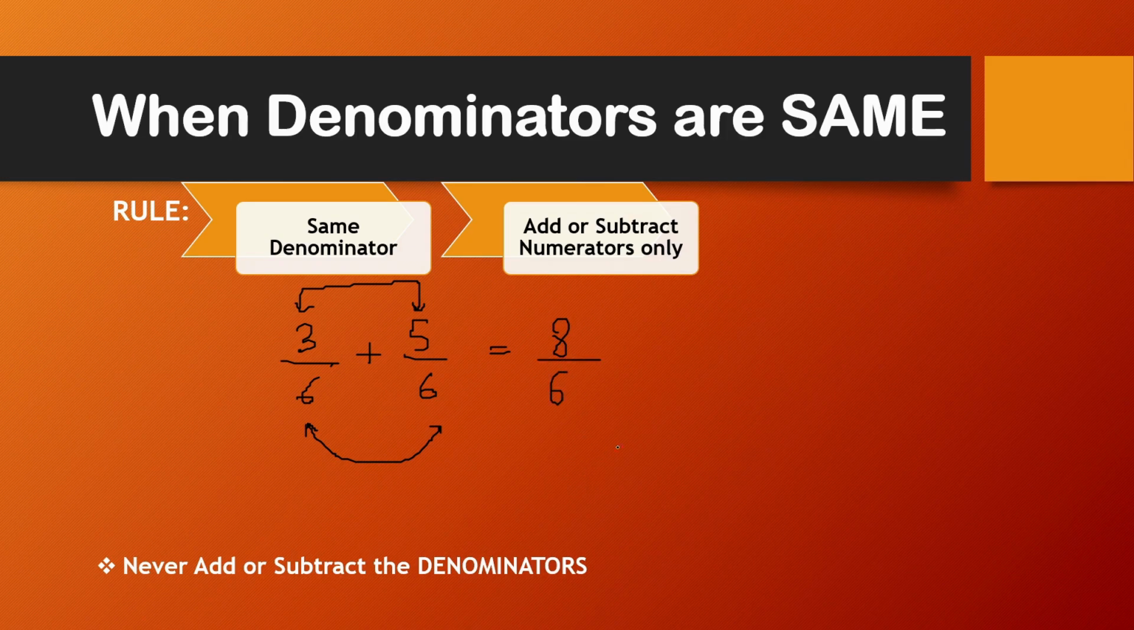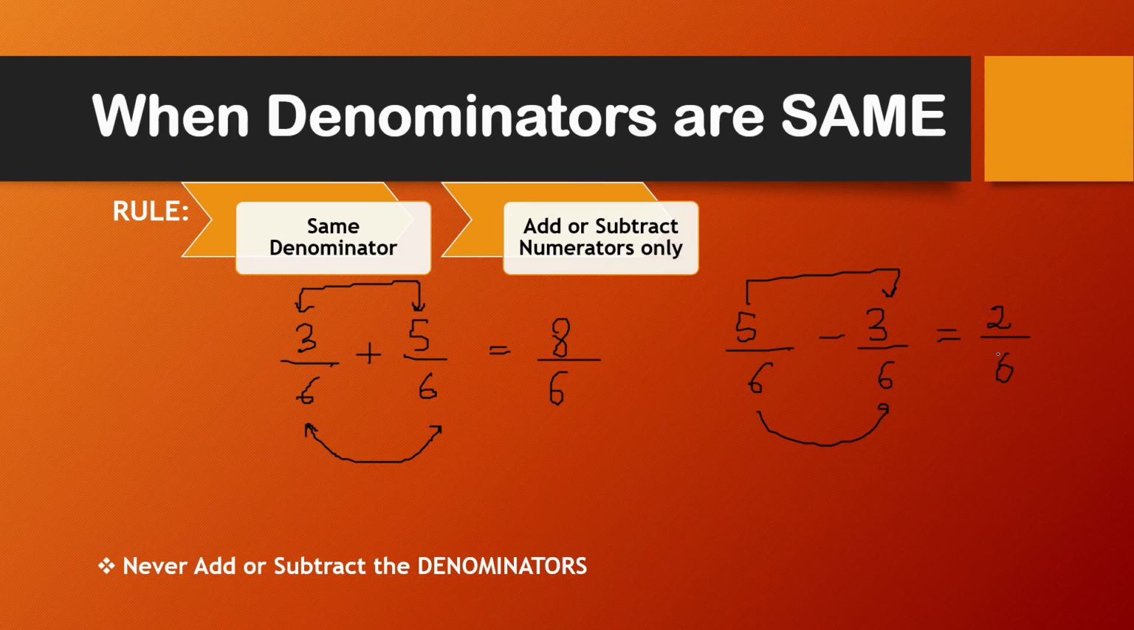The same thing is followed in subtraction also. For example, 5 by 6 minus 3 by 6. As you can see, the denominators are the same. They're also known as like fractions. So we're going to simply subtract the numerators. So 5 minus 3 is 2. The fraction would be 2 by 6.